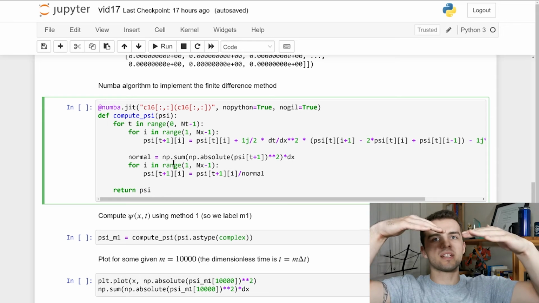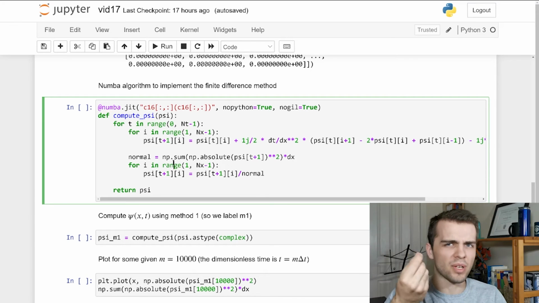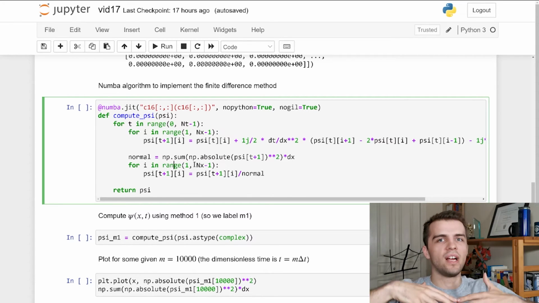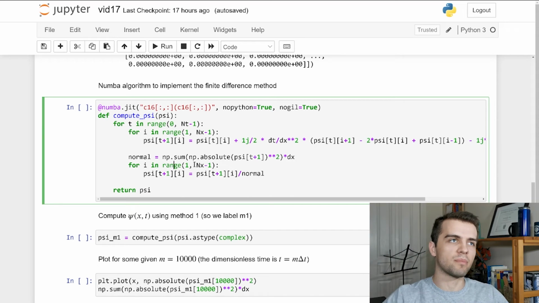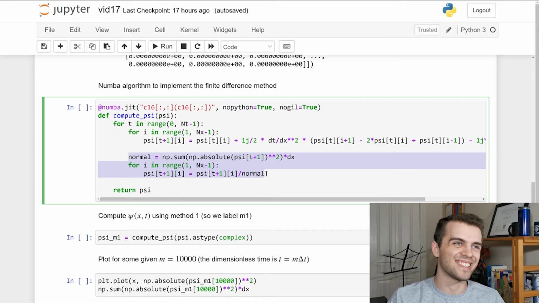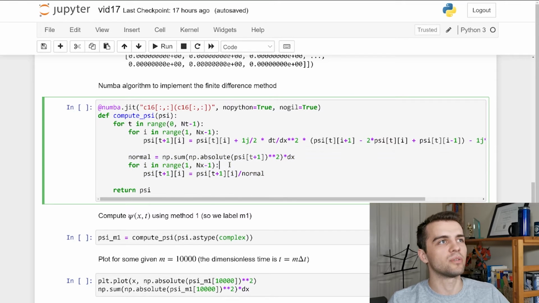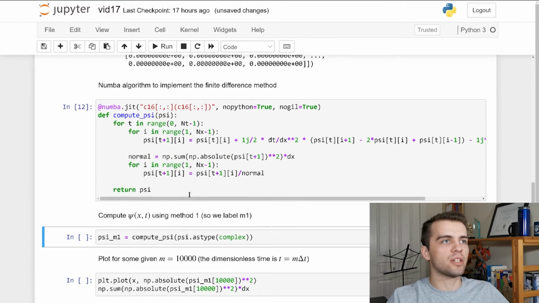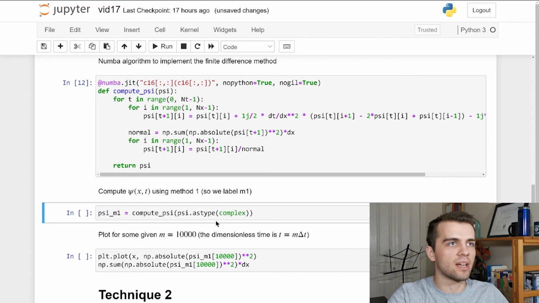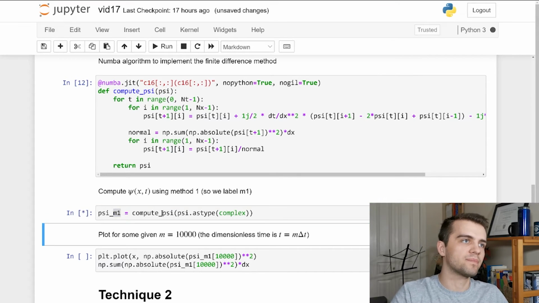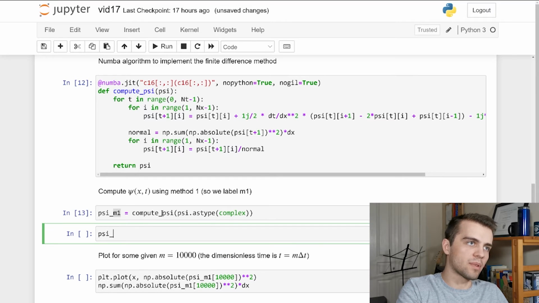And once I compute the next state, I actually normalize it, because sometimes you can have rounding errors and stuff that cause the wave function to get bigger and bigger and bigger, so it becomes unnormalized. And this is just something I do to ensure that it stays normalized the whole time. And so what I do is I use this function to compute psi at all times. And this is method 1, so I label it psi underscore method 1. And it runs very quickly with numba.